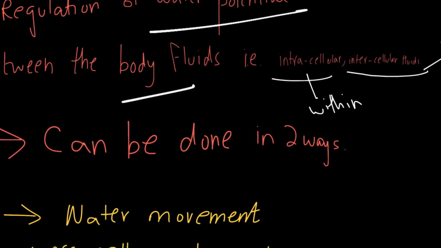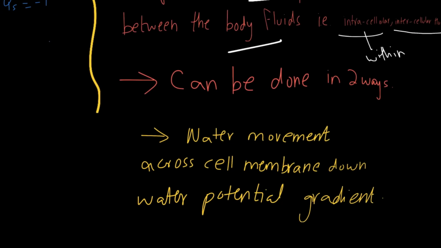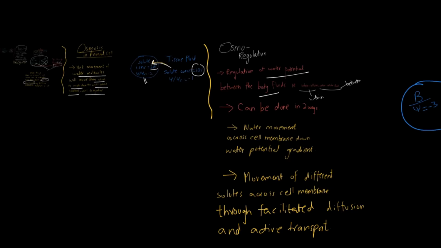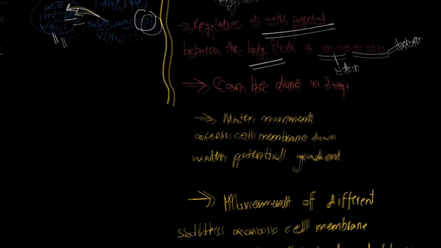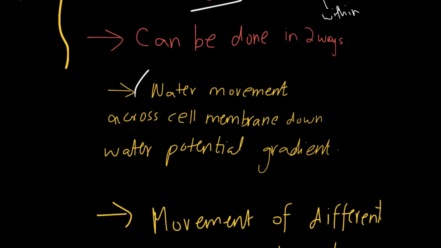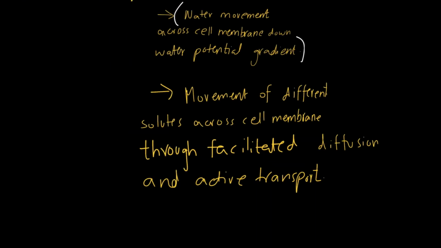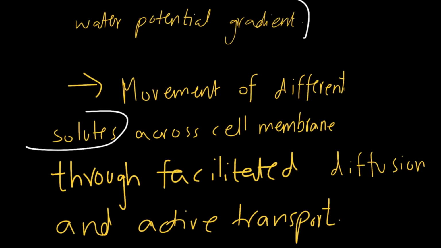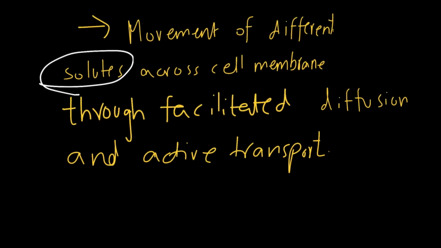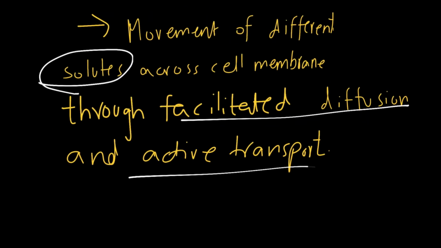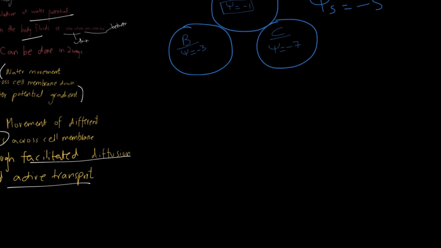It can be done in two ways, which I'll just mention right here, and we'll learn them in detail. It can be done through water movement across the cell membrane down the water potential gradient, as we've been studying right now, or it can happen through the movement of different solutes. The movement of different solutes is done through facilitated diffusion or active transport, which we'll learn next.